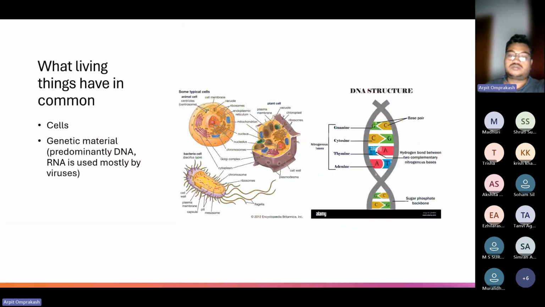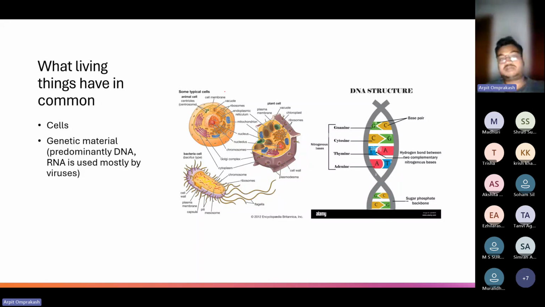Okay. When we look at what living things have in common, we can see that living things have cells and genetic material that is common. For example, all living organisms are made up of these small fundamental units called cells.